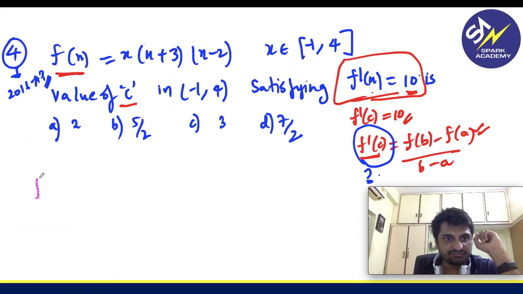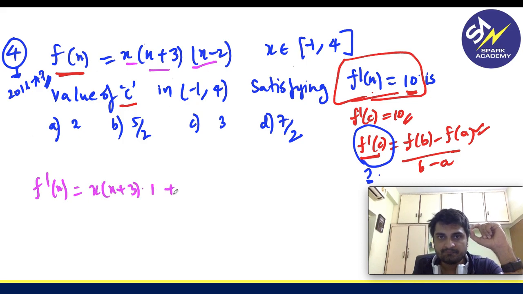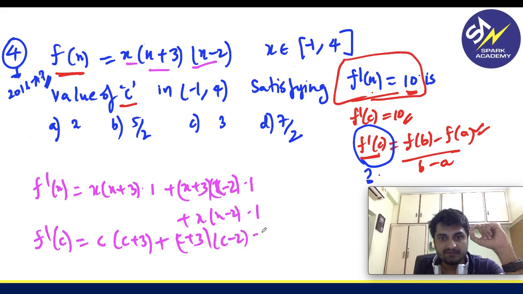Basically, I can first find out f dash of x. How will I do it? This is like u, v, w, right? Keep two constant and differentiate the other. So I'll get x into x plus 3 into 1 plus x plus 3 into x into x minus 2 into 1 plus x into x minus 2 into 1. So f dash of c, right? Basically I'll get c into c plus 3 plus c plus 3 into c minus 2 plus c into c minus 2, that is equal to 10 is what I'm getting.